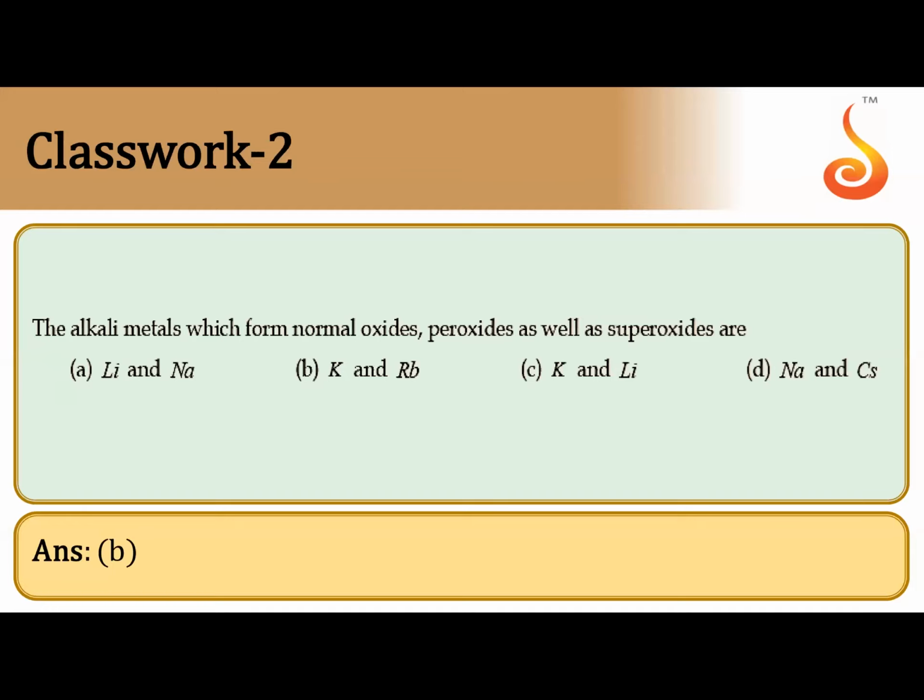Which alkali metals form normal oxides, peroxides, as well as superoxides? Potassium and rubidium. They can form normal oxides, peroxides, as well as superoxides. Option B is correct. Kindly note it down. Next slide.